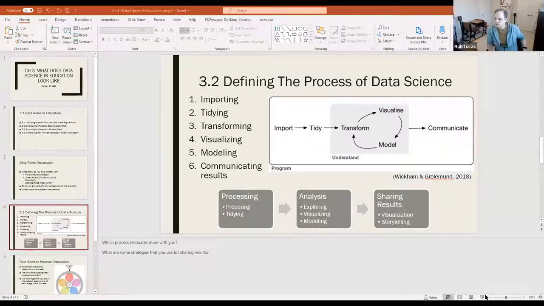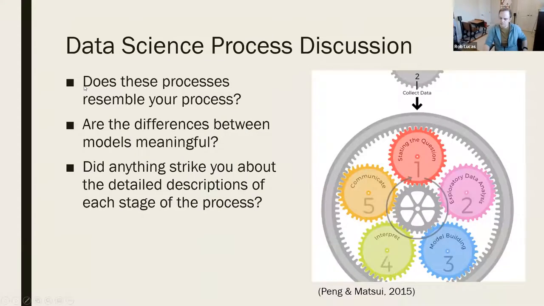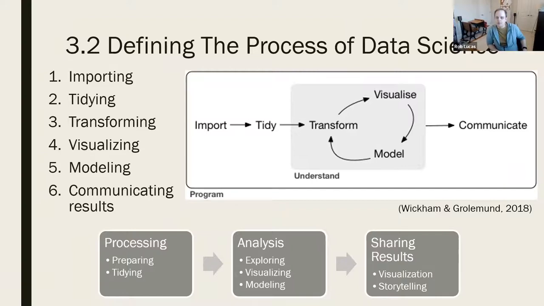Okay, I will move on then to the second section, which was about defining the process of data science. And I will share my screen again here briefly. So the chapter began by listing these six steps that you see at the left that are coming from Wickham and Grolemund. So a six-step process: importing, tidying, transforming, visualizing, modeling, and then communicating.